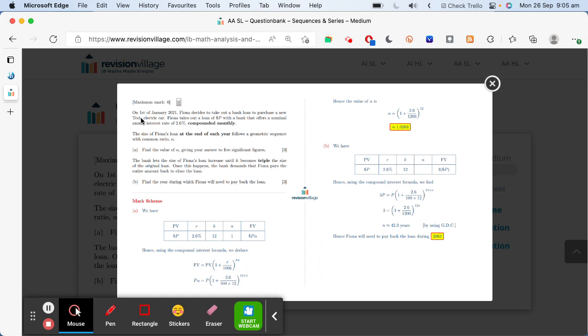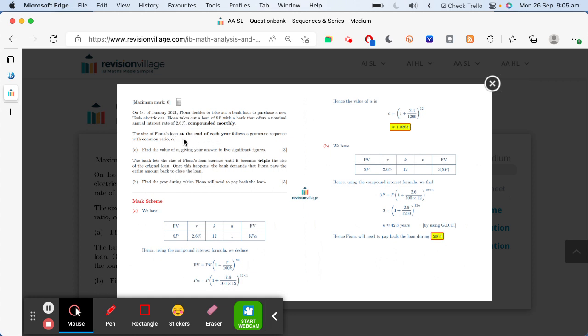So the question is, on the 1st of January 2021, Fiona decides to take out a bank loan to purchase a new Tesla electric car. I hope Tesla got a kickback for this exam. Fiona takes out a loan of P dollars with a bank that offers a nominal annual interest rate of 2.6% compounded monthly.